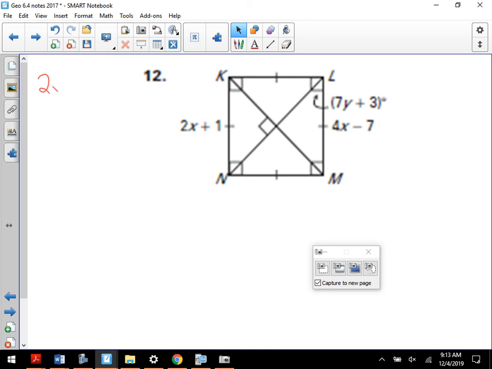So we have 2x plus 1 is 4x minus 7. Quick math, subtract the 2x, add the 7, and we get 4. Solving for y, though, takes a second longer. And this is why when we drew out our picture of the square, what did I write in for all the angles after they got bisected? 45s. And that's the idea here.